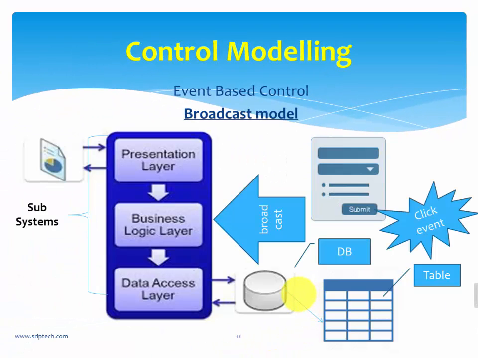Now I have explained event based control and the broadcast model, which I am trying to relate to your layered architecture. If you remember, we dealt with layered architecture in my previous session. What is a layered architecture? Any architectural model which has 3 layers or more than 3 layers is called a layered architecture. In this case you have a presentation layer, a business layer and a data access layer. All these layers can be called subsystems.